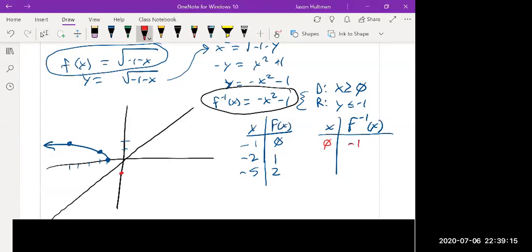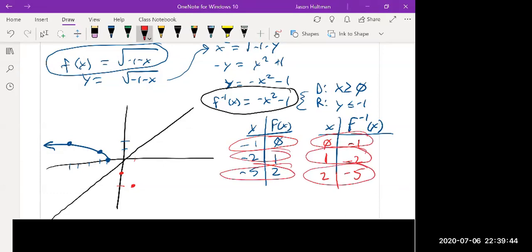What would happen if I plugged in 1? Then I get -2. That's interesting. So I'm at 1, -2, like that. And what about if I'm at 2? Then I'm at -5. Oh, that's interesting. Notice that the domain and the range have swapped. Notice that my inputs and outputs have swapped.